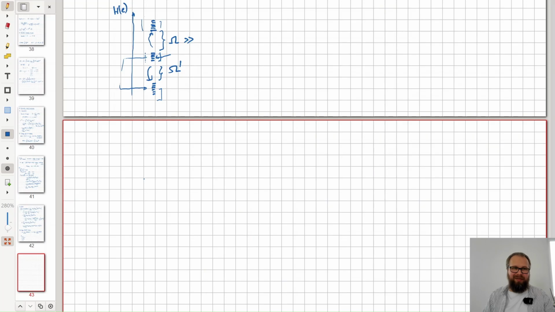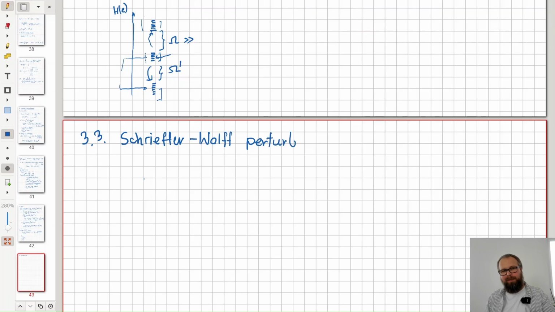And now for something not completely different, but very related. 3.3, Schrieffer-Wolff perturbation theory. That's the name of the game.